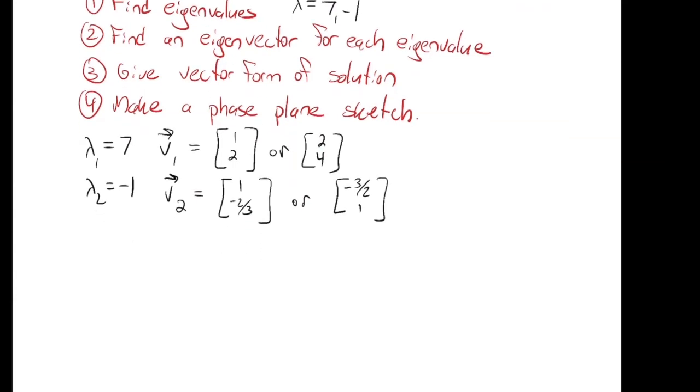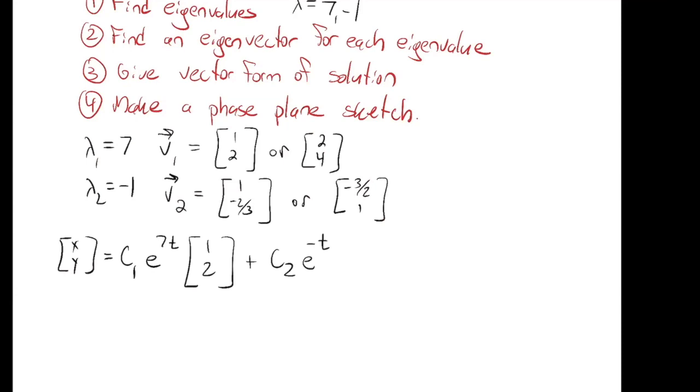From this information, our solution in vector form would look like C1 times e^(7t) times (1, 2) plus C2 e^(-t) times the second eigenvector. That would be one way to write it out, or plug in your favorite eigenvectors that you found. Any questions with that part of the process?